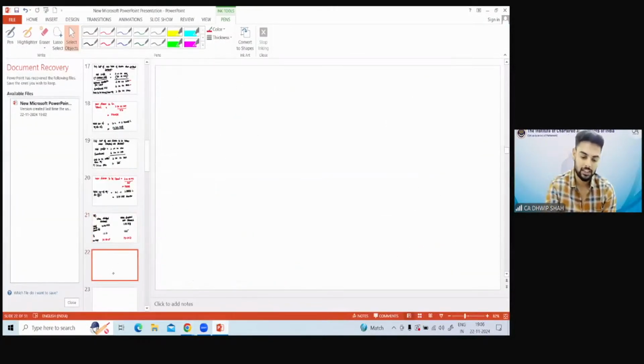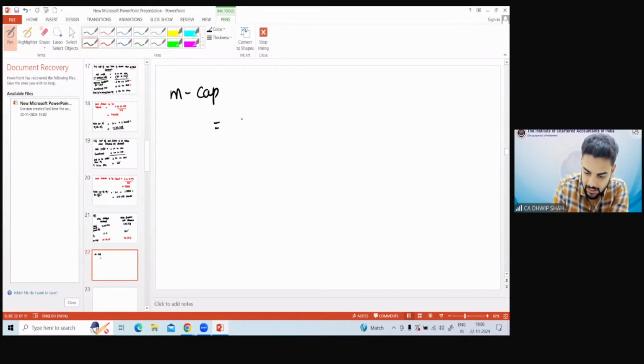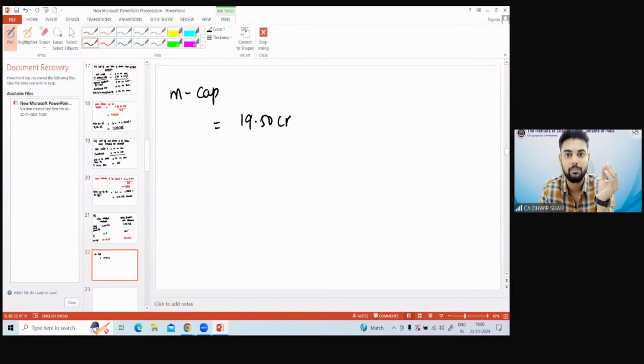But there is also another way of calculating market cap. What is that other way? It is based on the concept of discounting. Market cap is nothing but 19.5 CR, that is correct. See, this is the approximate value before investment at the end of year one. From this, can I say there are certain earnings that you are going to earn in the next year? Yes or no? That will add to your value.